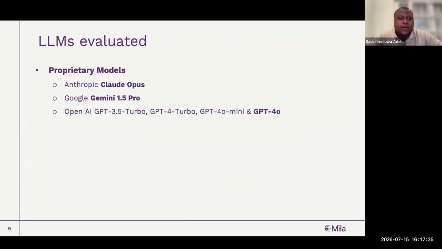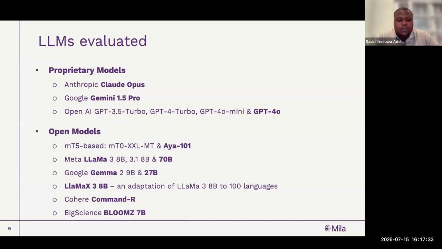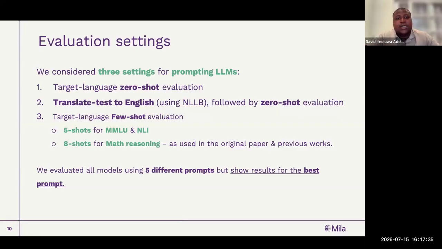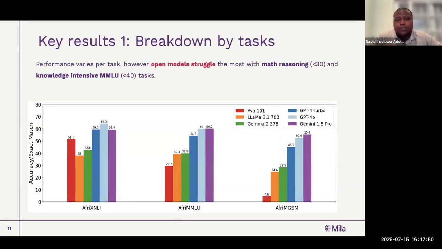In terms of LLMs evaluated, we evaluated Claude Opus, Gemini 1.5 Pro, and a bunch of GPT models. We also evaluated some open models. In terms of evaluation, we did 0-shot evaluation, translate-test, and some few-shot evaluation. We ensured that we have diverse prompts in the evaluation, and we only display the result for the best prompt per model. So I'm just going to show you 2 main results.